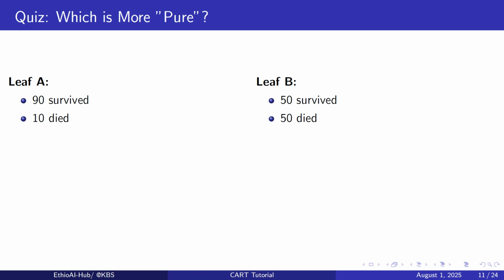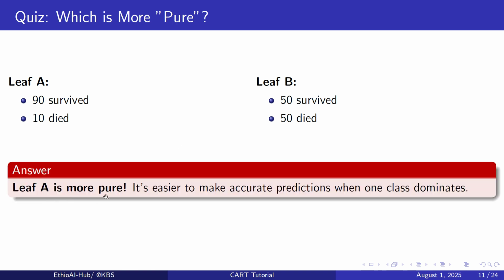A small reminder or question: which is more pure? For example, leaf A has 90 survived and 10 died, and leaf B has 50 survived and 50 died. Which one is pure? We'll talk about purity in a bit. Just think about this. You can pause and think, but for the sake of time, obviously leaf A is more pure.